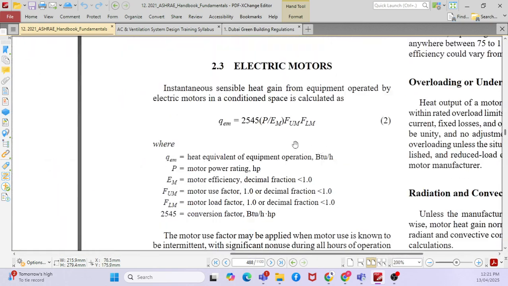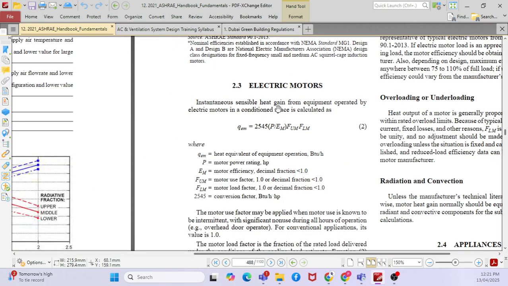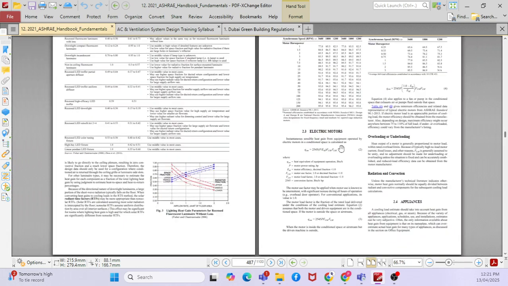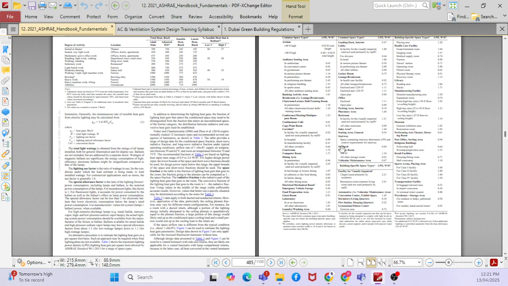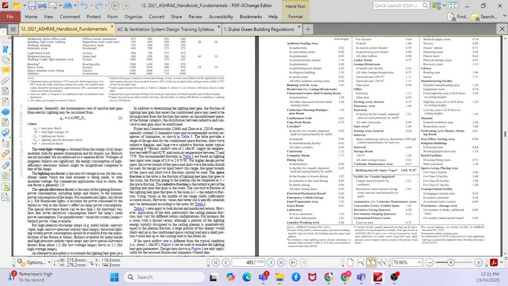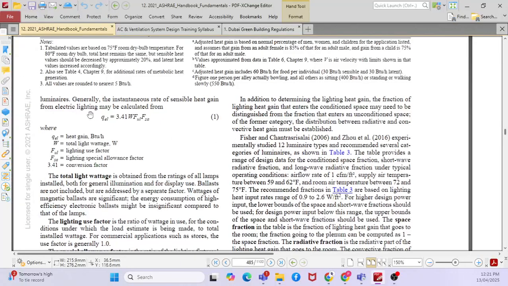you can go here. For example, how to calculate the electric motor heat gain, the sensible heat gain from the equipment, from the fundamentals, right? Yes, sir. Sensible heat gain from the electrical lighting, right? This is the equation for the lighting, correct? Sensible. Yes, sir. Now before you do the heat load calculations, I hope you have gone through this document, right? Yes, sir.